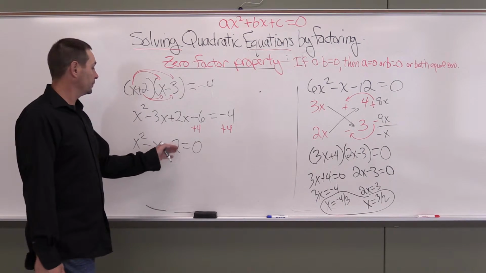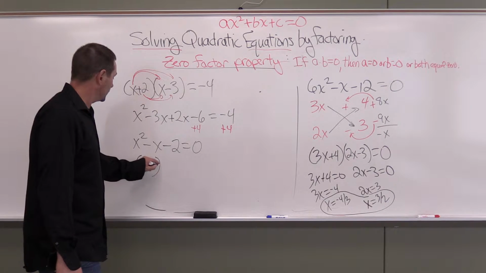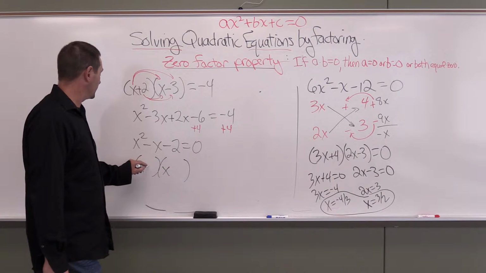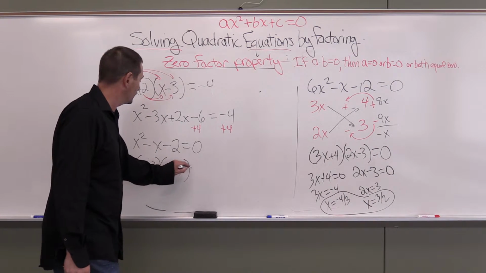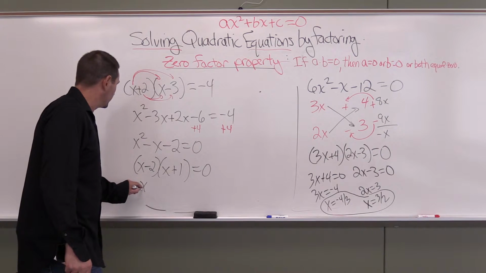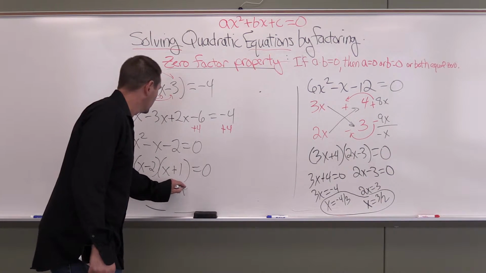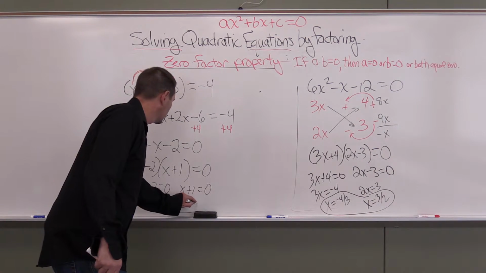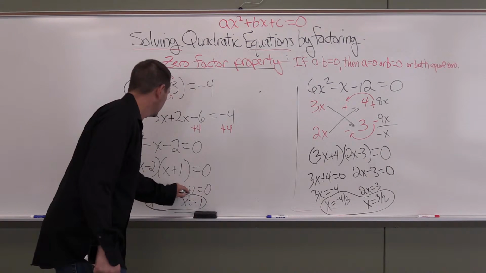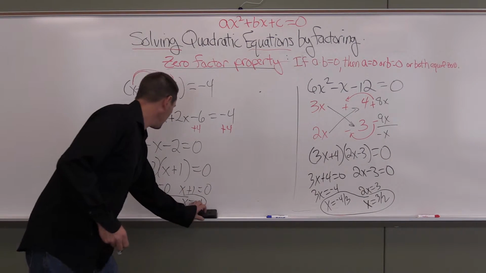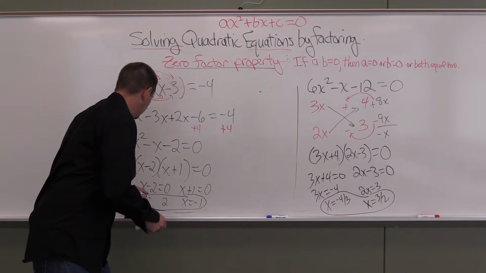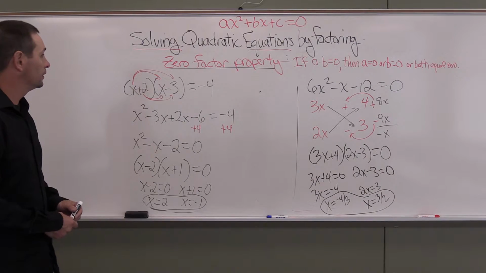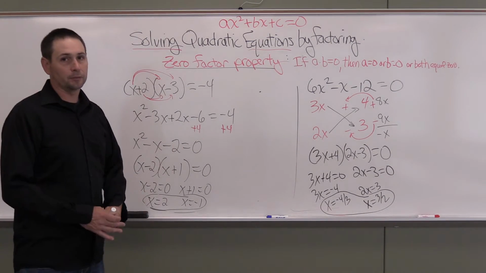We have polynomial equals 0. Factor this thing. I know it's x and x. What multiplies to be negative 2 and adds to be negative 1? Minus 2 plus 1. Set each factor equal to 0 and solve. And that's it. Excuse my writing there, but that's it. So x equals 2 and x equals negative 1. And you'll run across problems like that as well.